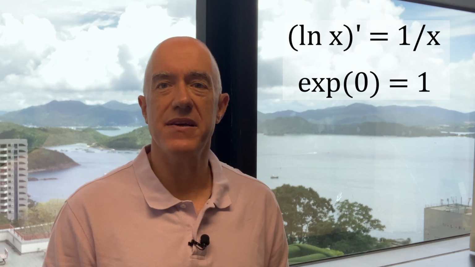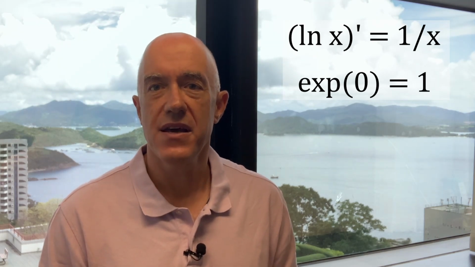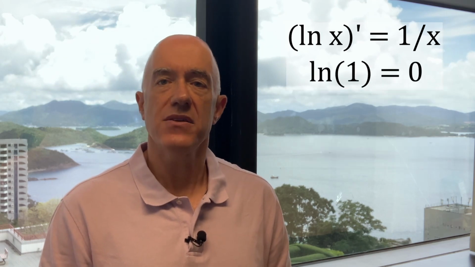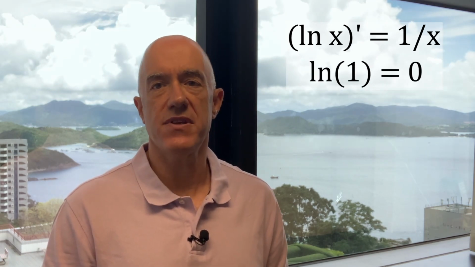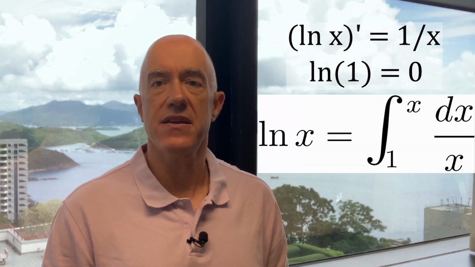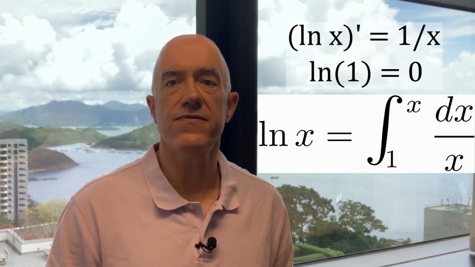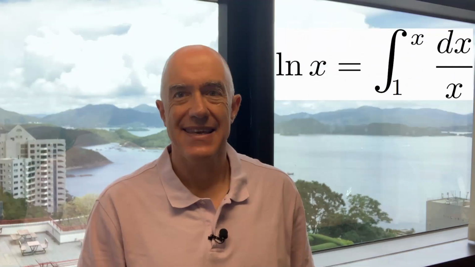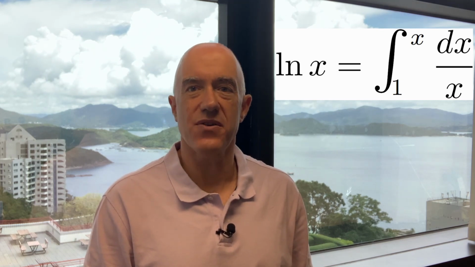Since exp(0) = 1, we know that ln(1) = 0. So we can integrate both sides of the differential equation for ln(x) to get ln(x) equals the integral from 1 to x of dx/x. This integral is one way of defining the natural logarithm.